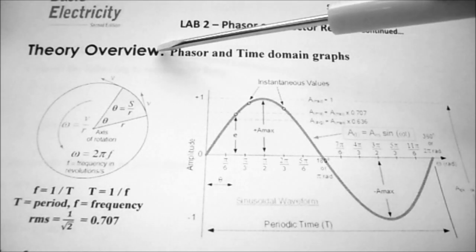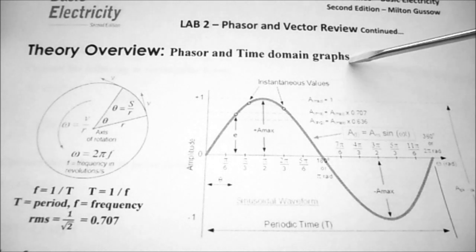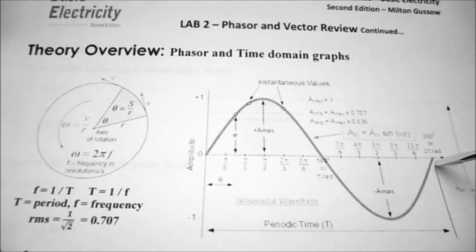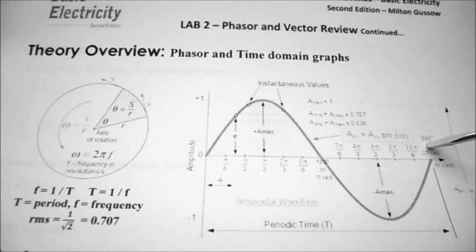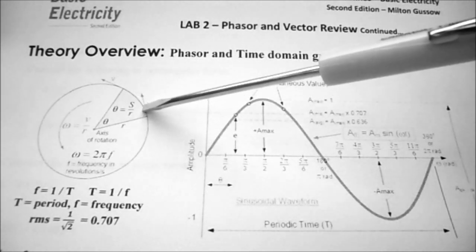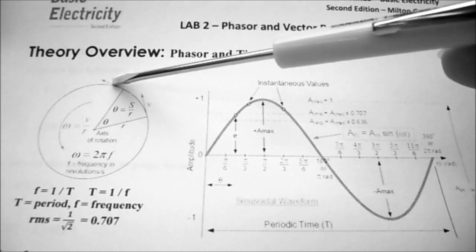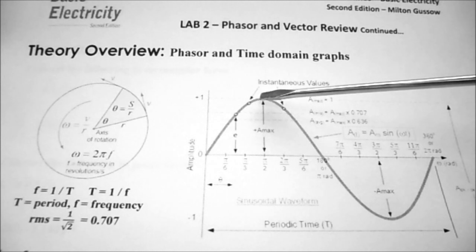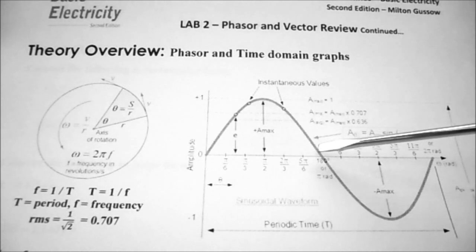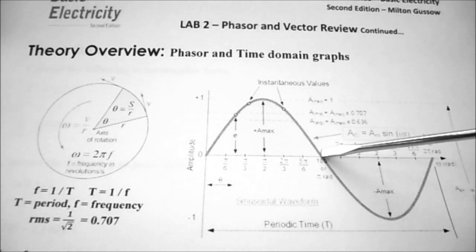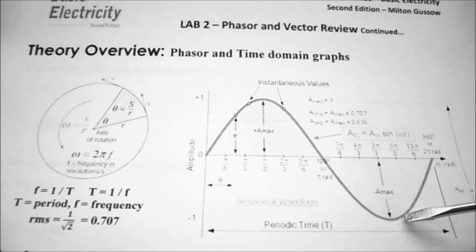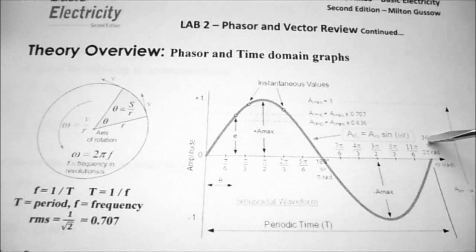So on the next page, on theory overview for phasor and time domain graphs, we can see we have our standard sine wave, and our sine wave covers 360 degrees. So when we look at it from a circular motion, you can see a complete circle is 360 degrees. We reach our maximum at 90 degrees, and then at 180 degrees we go through the zero line, our negative maximum, and back to the zero line at 360 degrees.